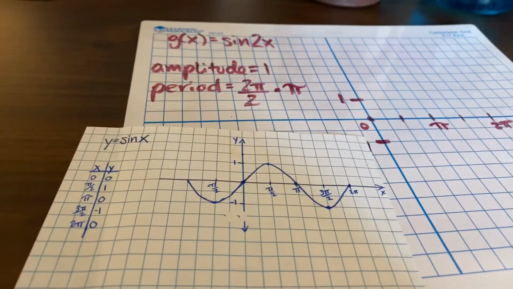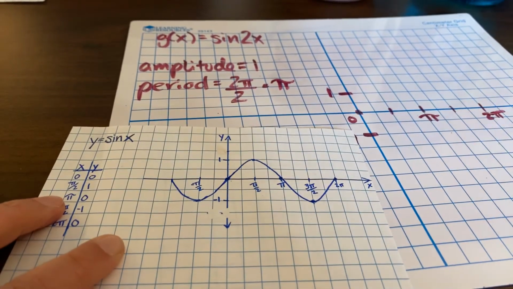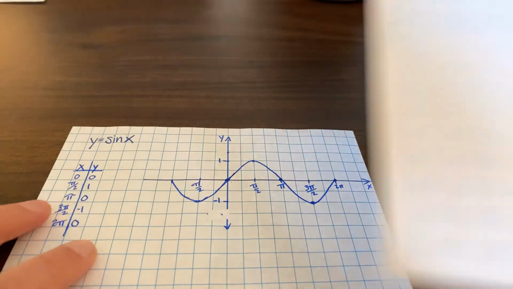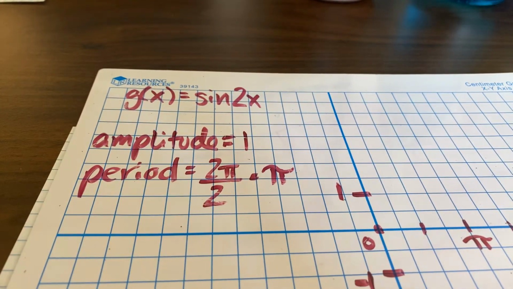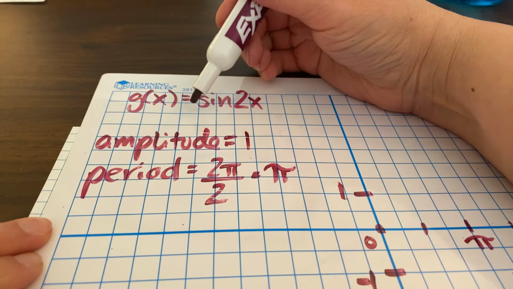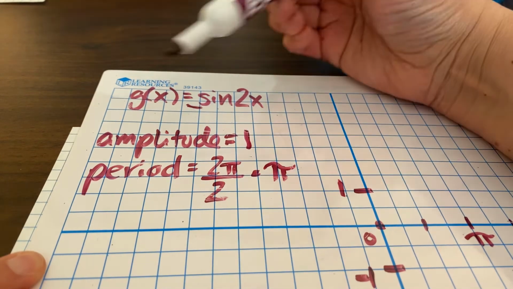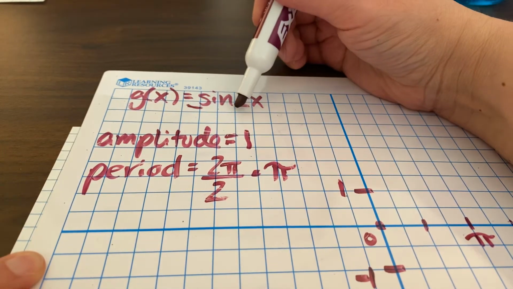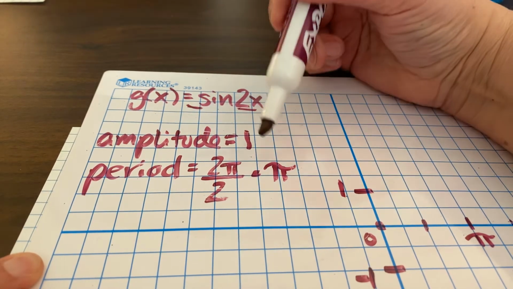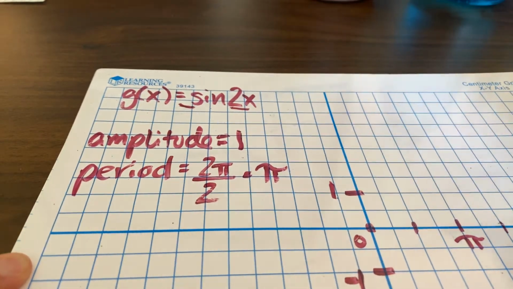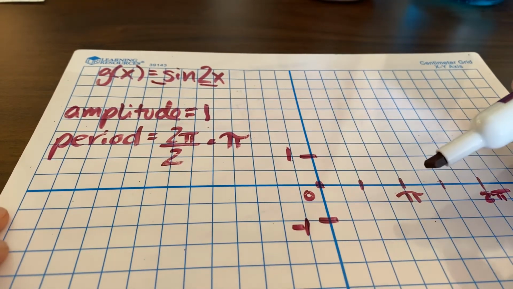So let's try this, right? I have my reference here, my y equals sine of x as a reference. Actually, I'm going to move that away for now. If I wanted to graph g of x equals sine of 2x, right? The amplitude is the number in front of the sine, which is 1. There's an invisible 1 there. And the period of the function is 2 pi divided by the 2, and so that's pi. So there's one whole cycle before we get to pi.